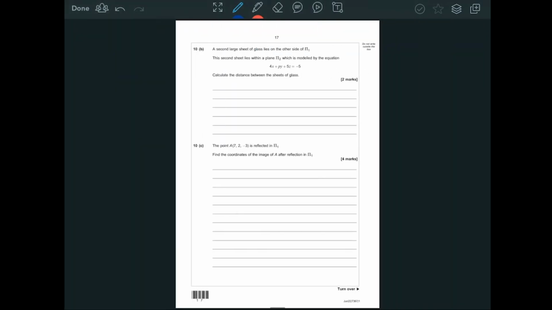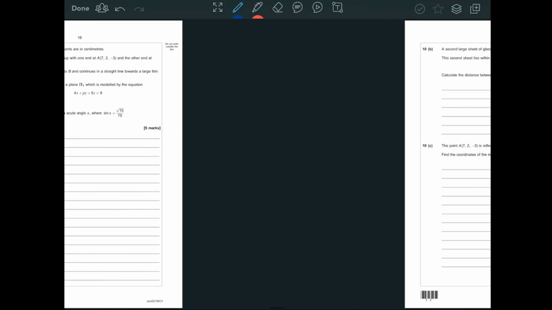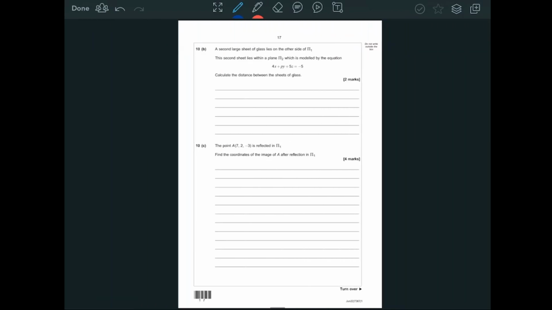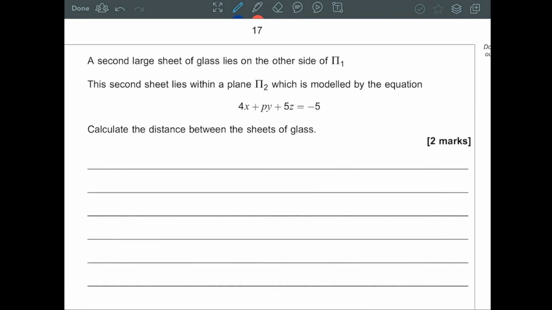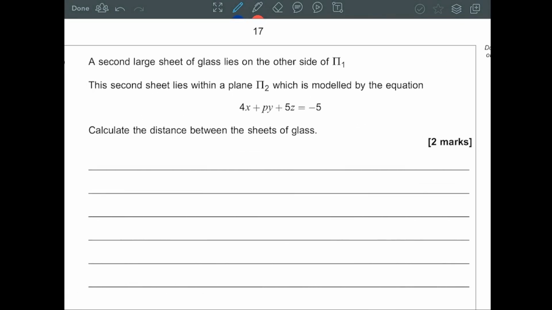Okay, carrying on. A second large sheet of glass lies on the other side of pi 1. This second sheet is modelled by that, so it has the same normal vector, but a different endpoint. Calculate the distance between the two sheets of glass. So these two pieces of glass are parallel, so we can use the trick by going to the origin and adding them up. So if here's my origin, you can find that distance. Also find the difference. If that's my origin, we can find that distance.